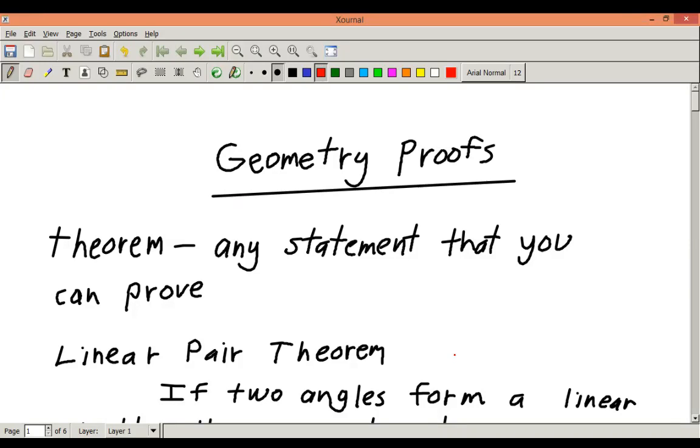Okay, everybody, welcome to the last section, last topic of Unit 2. Unit 2 has been all about logic and proofs and introduction to proofs. Today, we're going to look at our first 6 real geometry proofs, and that'll give you kind of a taste for what we're going to be doing this year.